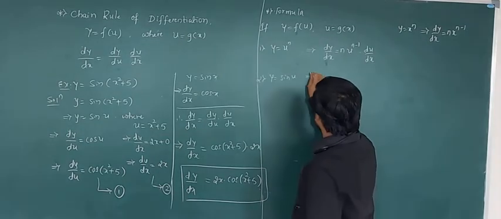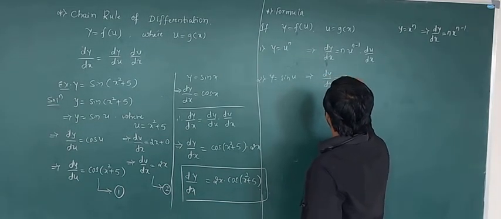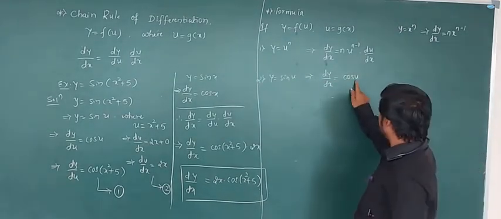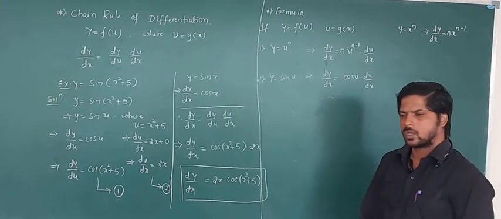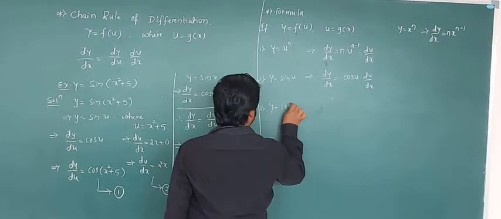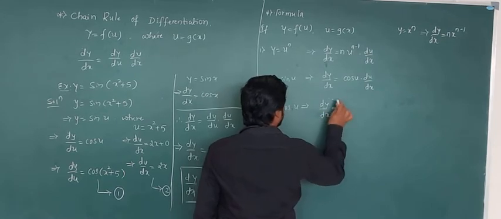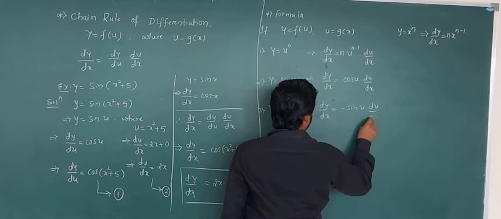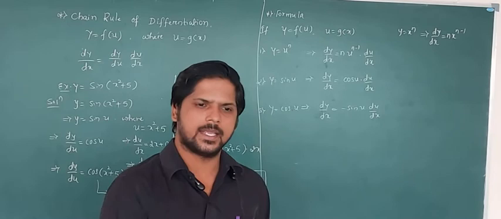So the derivative of this function is dy by dx equal to cos u, as we know that sin differentiation is cos. So cos u into du by dx. Okay, so the third formula: if y is equal to cos u, the derivative of this function is dy by dx equal to minus sin u into du by dx. Every time you have to multiply by the du by dx derivative.